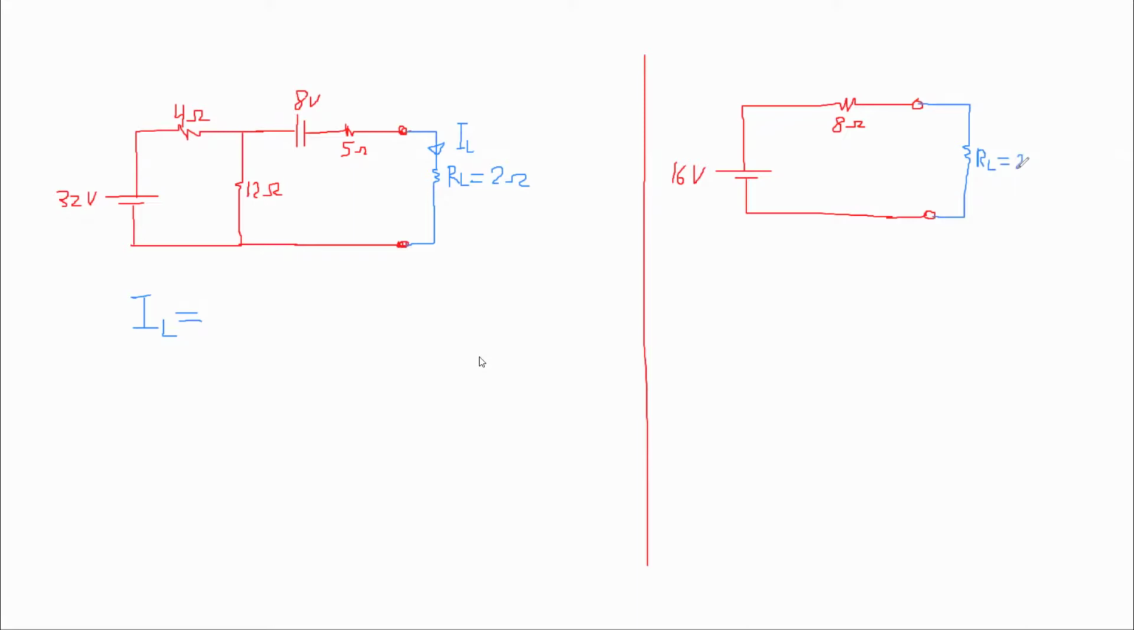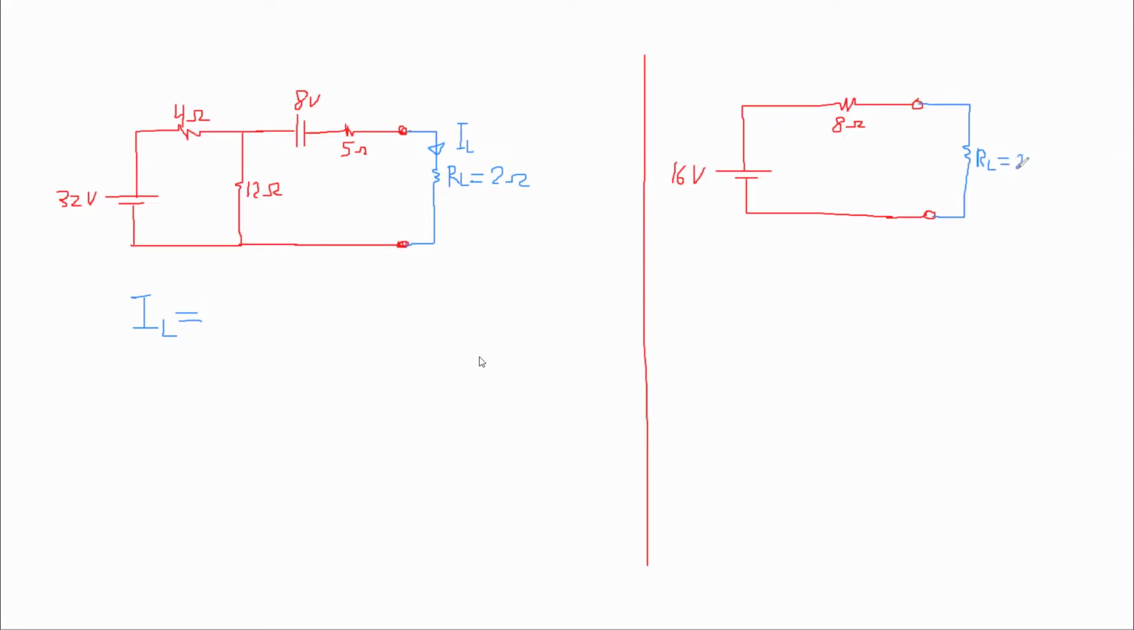If someone wants to find the current here, you're probably going to spend 10 minutes or 5 minutes or something to find it, and you have to do mesh analysis or nodal analysis or something. And this is not even complicated. A circuit can be more complicated, but guess what? The current here is the same, 1.6 ampere. So this is if RL equals 2 ohm.